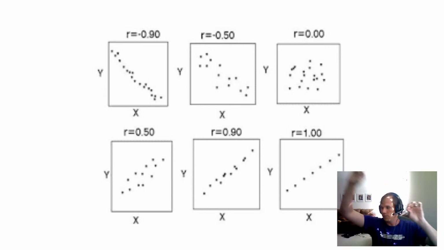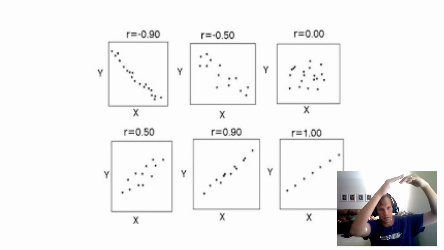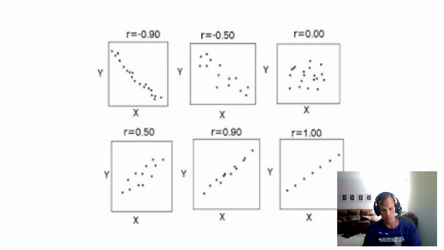So positive goes up, and then negative goes down. As one variable increases, the other variable decreases.